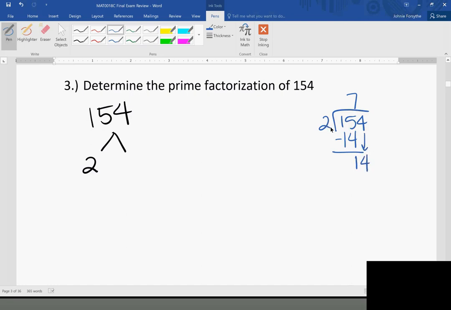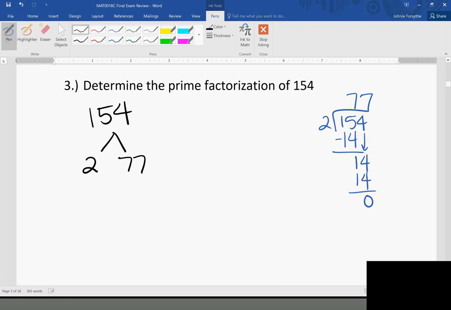And then I'm going to say 7 divides into 14 7 times. 7 times 2 is 14 with a remainder of 0. Because like I said, I knew that 2 divides evenly into 154 because 2 is a factor of 154. So therefore, when I divide 2 into 154, I will get a 0 remainder. So this tells me that 2 times 77 equals 154.